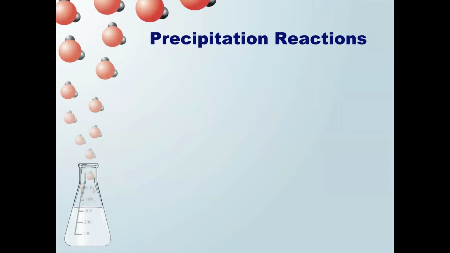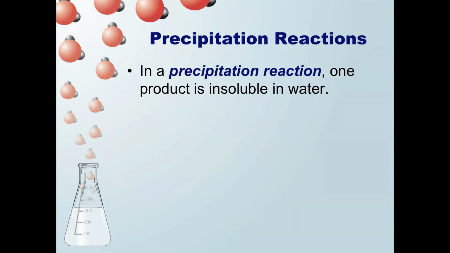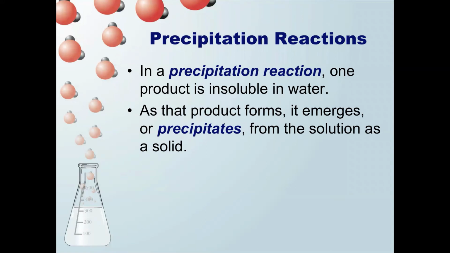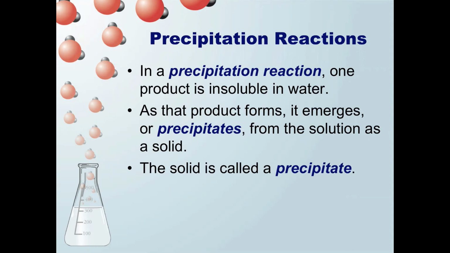And that brings us to precipitation reactions. So we can start this today before we run out of time, and then we can work on this in the next lecture on Wednesday. But we did talk about precipitation reactions already on paper. In a precipitation reaction, one product is insoluble in water. As that product forms, it emerges or precipitates from the solution as a solid. The solid is called a precipitate.